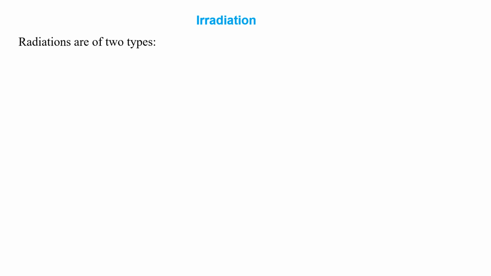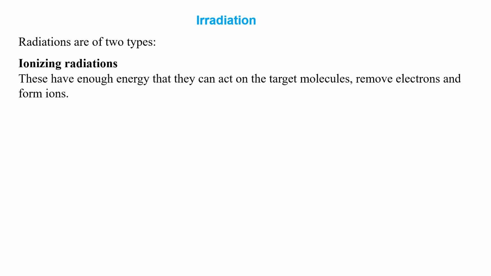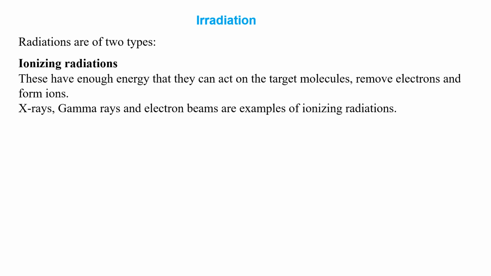Radiations are mainly of two types. Ionizing radiations. These have enough energy that they can act on the target molecules, remove electrons and form ions. X-rays, gamma rays, and electron beams are examples of ionizing radiations. Their wavelengths are smaller than 1 nanometer.